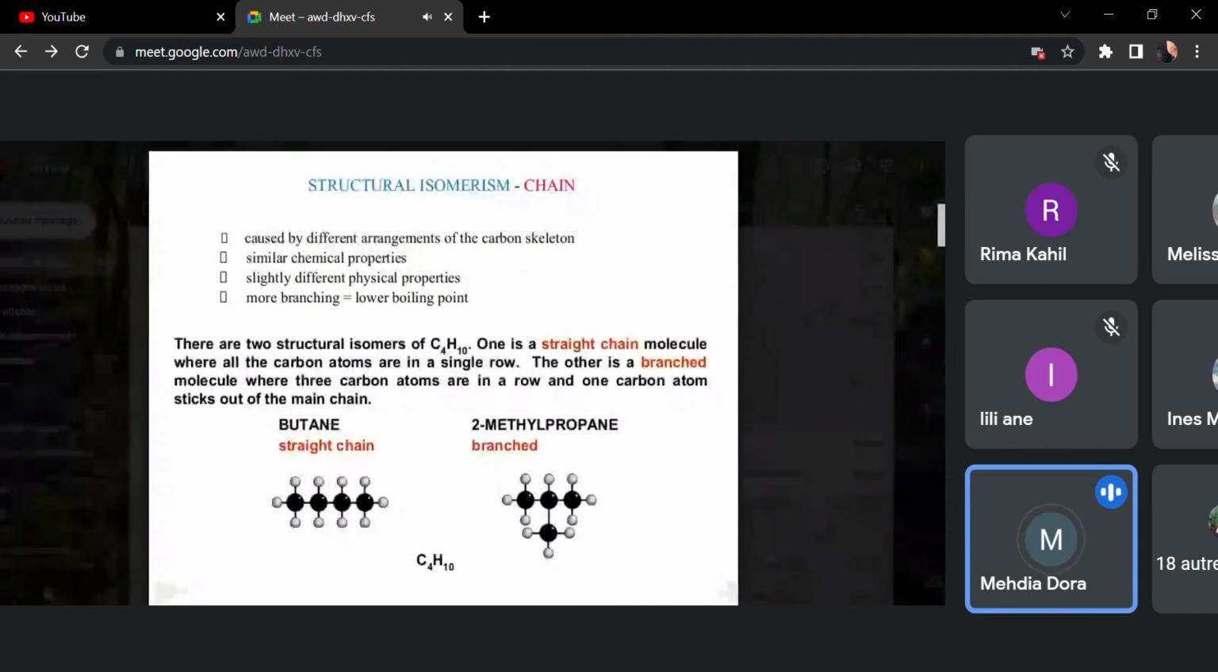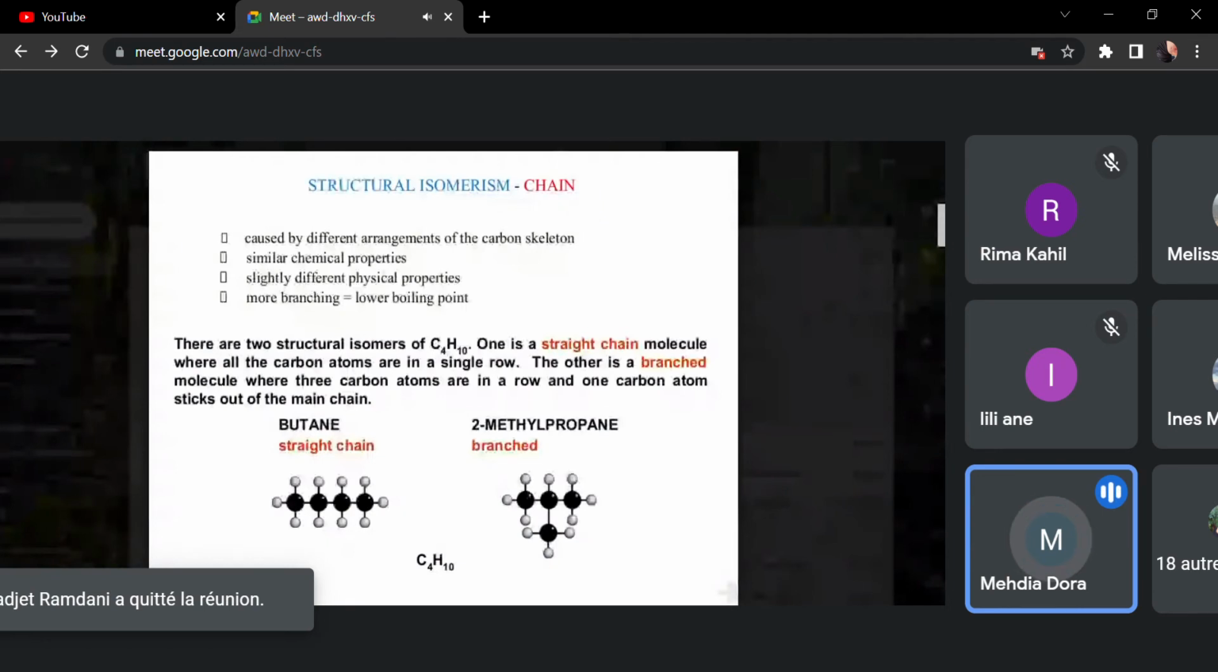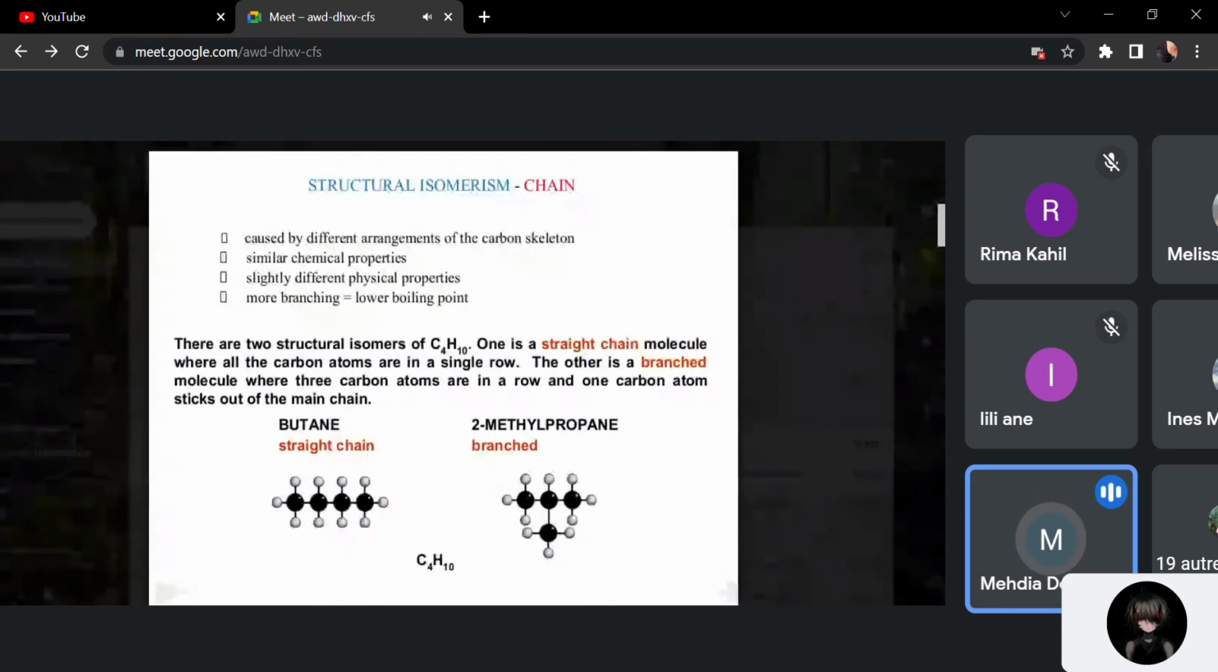So structural isomerism is about chain first. It is caused by a different arrangement of the carbon skeleton. As we said, it gives similar chemical properties but different physical properties. If you have more branching, it means we have a lower boiling point, like we said here in the example about butane.